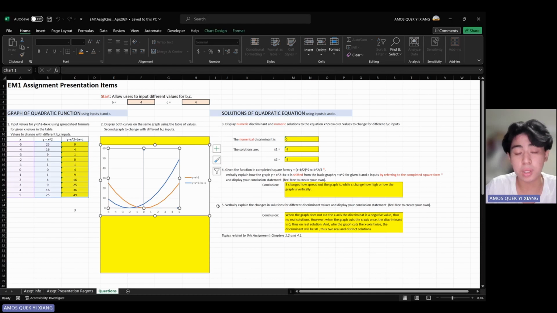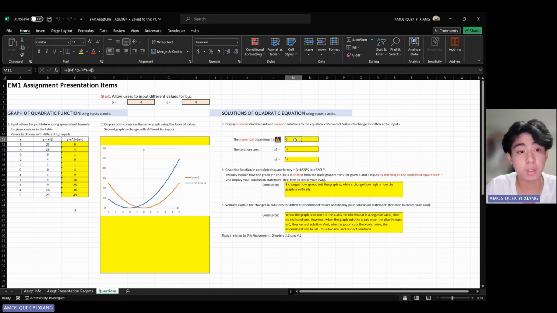Okay, so moving on to question 3, the discriminant. So for the numerical discriminant, I use the formula b squared minus 4ac, a being 1, b now being 4, and c being 4. So this is the formula I use, as you can see up here.